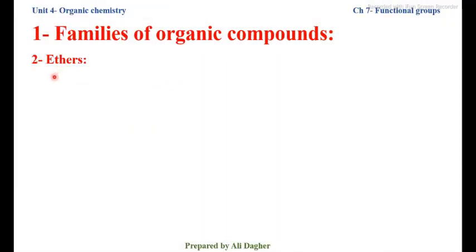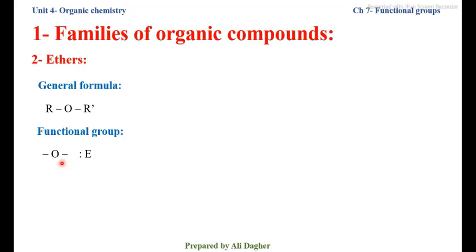Second family, ethers, of general formula ROR prime. Instead of hydrogen in case of alcohol, we have an alkyl group. Then the family becomes ether. The functional group is the oxygen atom, which is the ether group. Oxygen atom bonded to two alkyl groups. Carbon in this bond and carbon in this bond.